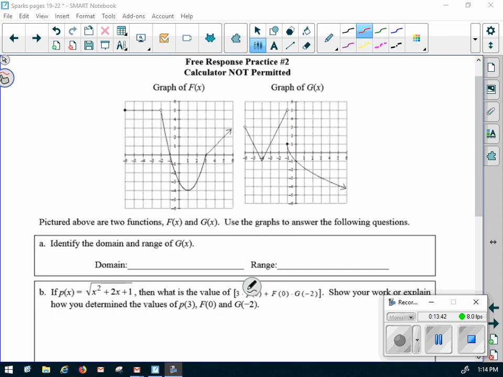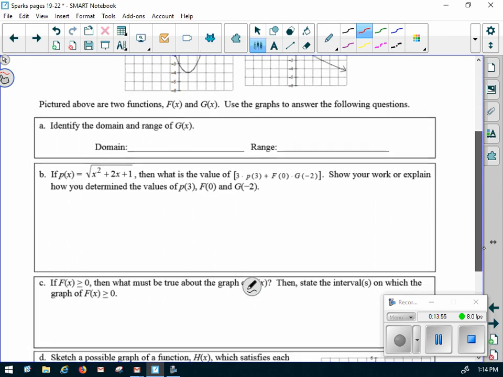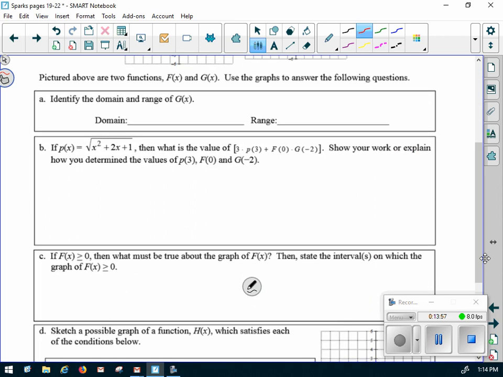Now, let's just scan through this. Look at the first question, question A. Identify the domain and range of g. That ought to not be an issue. Look at question B. You've got this function p of x. So you're going to use your function f and you're going to use your function g.